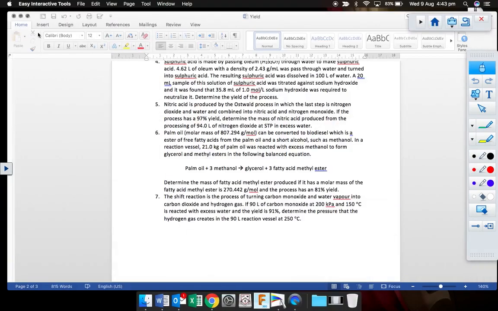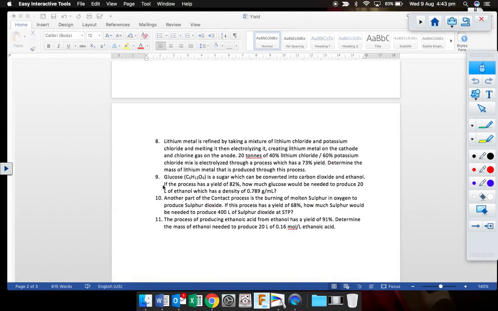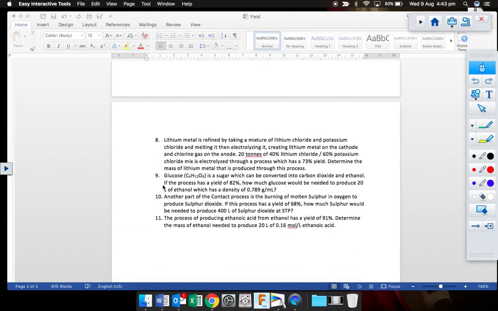So questions 5 to 8 are using the yield to work out how much is produced. Now the last 3 questions are going to be asking us to work out how much we need to start with given the yield. So let's look at question number 9. Glucose is a sugar which can be converted into carbon dioxide and ethanol. If the process has a yield of 82%, how much glucose would be needed to produce 20 liters of ethanol with a density of 0.789 grams per mil?